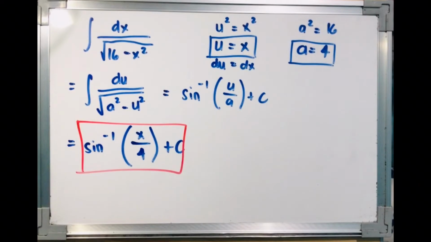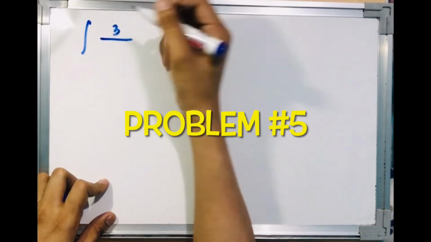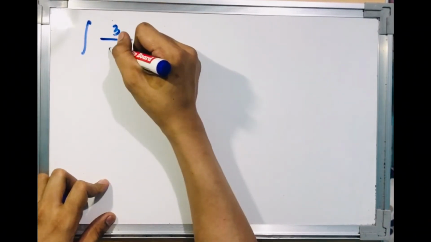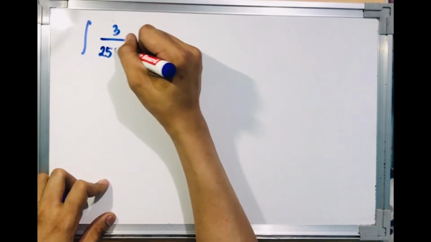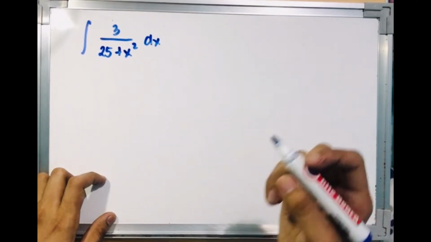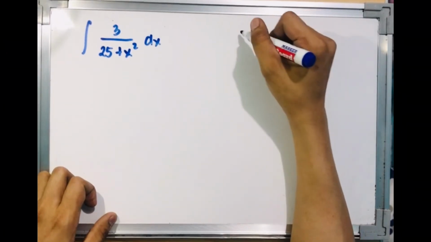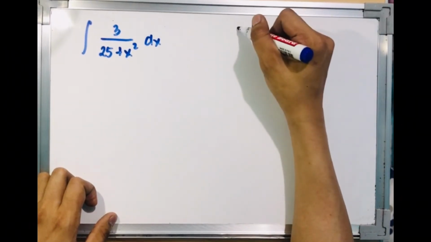Alright, few more examples to come, so please stay tuned. Our next problem is the integral of 3 divided by 25 plus x squared dx. Okay? Madalas kanina sinasolve natin, puro lang nasa numerator is dx. Ngayon ay meron nang constant. So, siguro another variation, but this should not be confusing you.